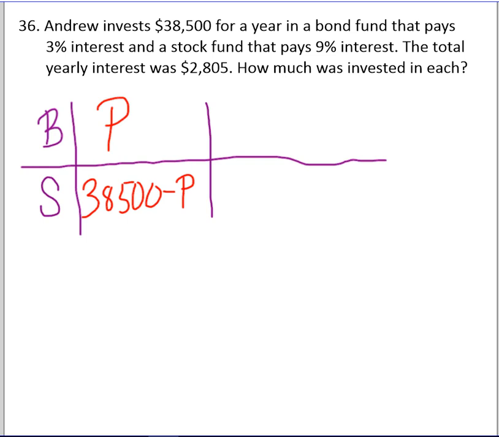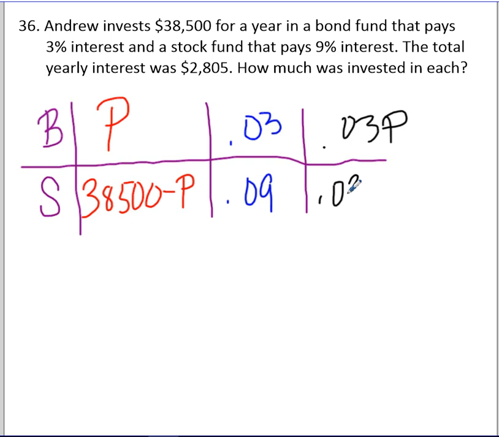And then next comes our percent. So in our bond fund, that was 3%, so 0.03 as a decimal. And our stock is 9% interest, so 0.09. And so our last column is those previous two multiplied together. So we have 0.03p and 0.09 times the difference of 38,500 minus p.